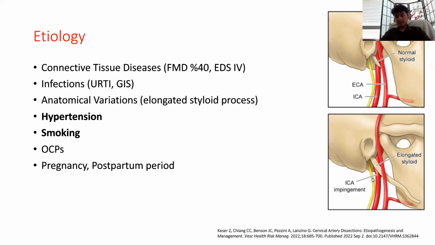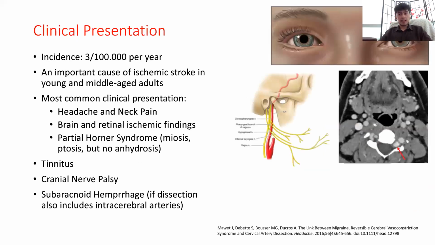As you see, it can impinge the internal carotid artery, and also hypertension, smoking, OCPs, oral contraceptive pills, and pregnancy, and even the postpartum period increases the risk. And how it presents clinically: we see 3 cervical artery dissections in 100,000 patients per year. And an important cause of ischemic stroke in young and middle-aged adults is cervical artery dissection, because we don't expect ischemic stroke in young patients normally, because we see more in older patients. But if it presents in young and middle-aged adults, we can suspect cervical artery dissections.